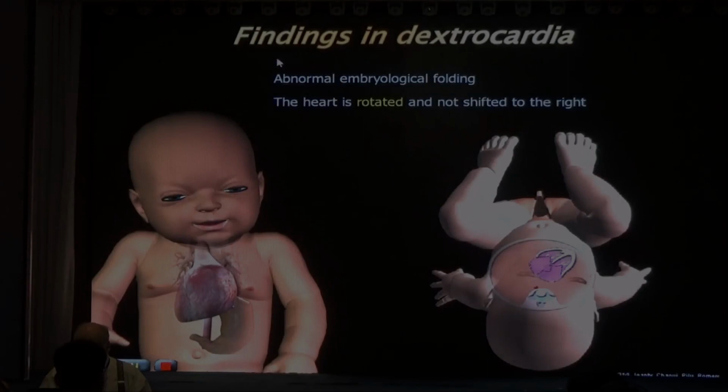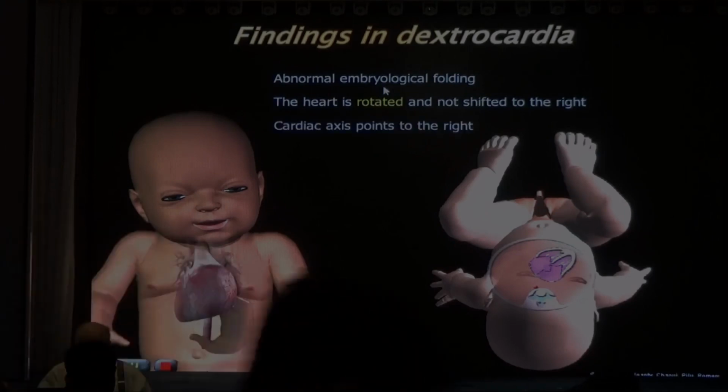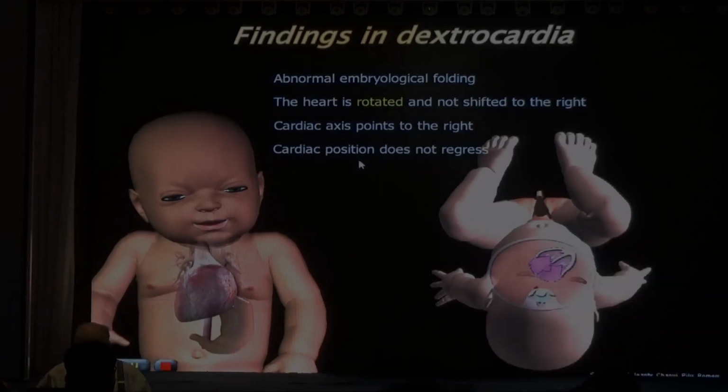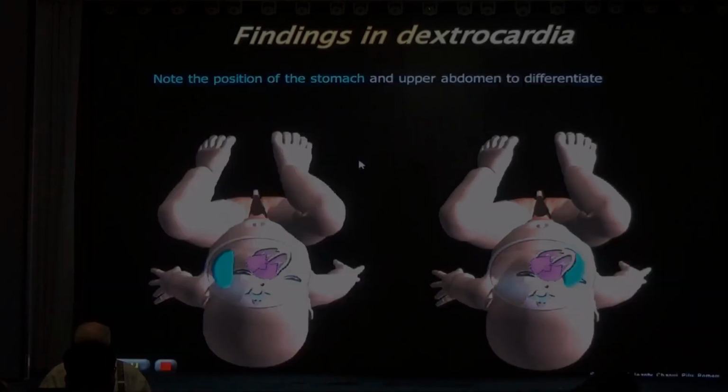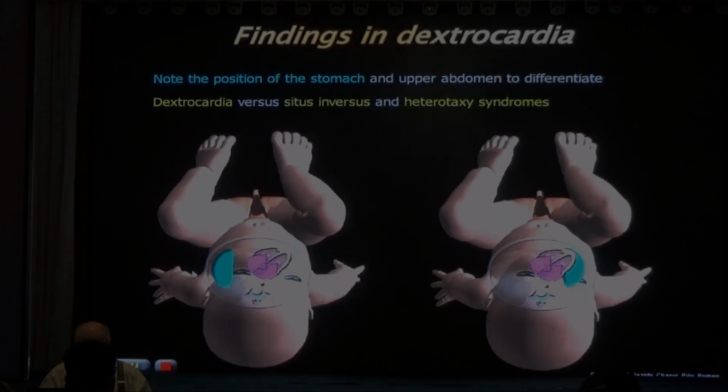So what are the findings in dextrocardia? This is an anomaly of embryological folding. The heart is rotating to the right side, it's not shifted to the right side, and the cardiac axis points to the right. Important to look at that. And the cardiac position does not change during the gestation. So here we have 2 babies, both with the apex of the heart on the right side. Which of these 2 babies has the greatest likelihood of a cardiac anomaly? The one on the left side or the one on the right side?